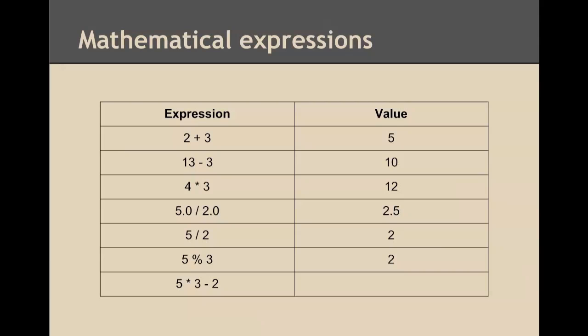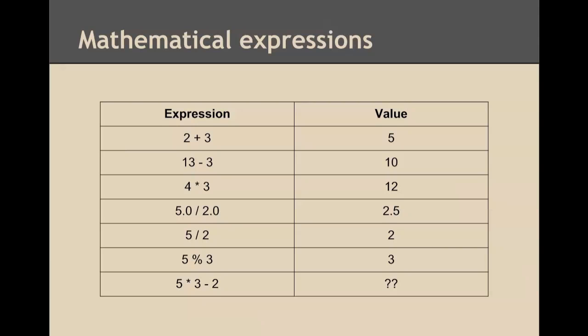So 5 times 3 minus 2. There's two different ways that that expression could be evaluated, depending on which of the operators we do first. If we do the multiplication first, 5 times 3 is 15, minus 2 would be 13. On the other hand, if we do the subtraction first, then 3 minus 2 is 1, and 5 times 1 is 5. Okay, so it is a different answer depending on how we evaluate the expression.